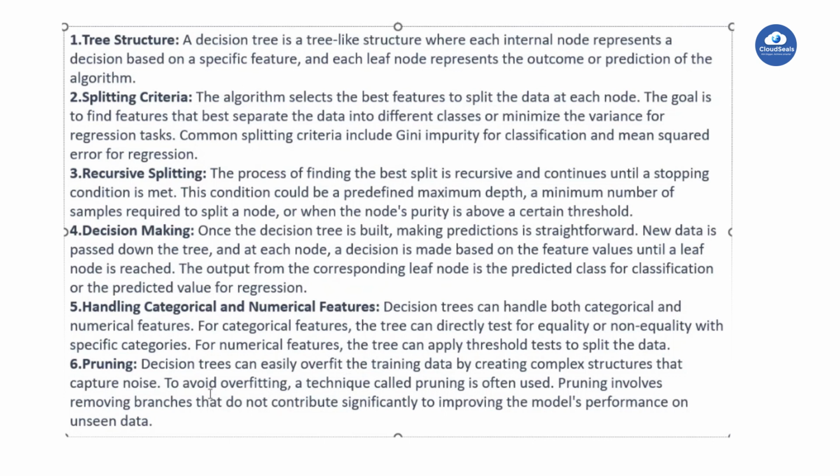To overcome this overfitting, a technique called pruning is often used. Pruning involves removing branches that do not contribute significantly to improving the model performance. That's what I'm saying; that comes under decision making.